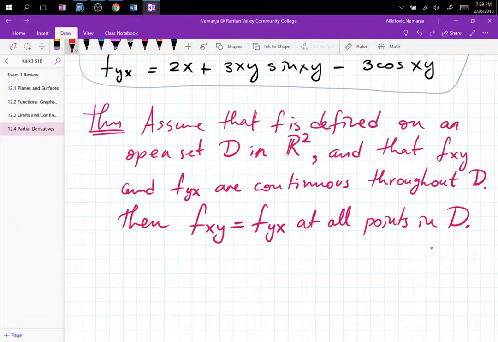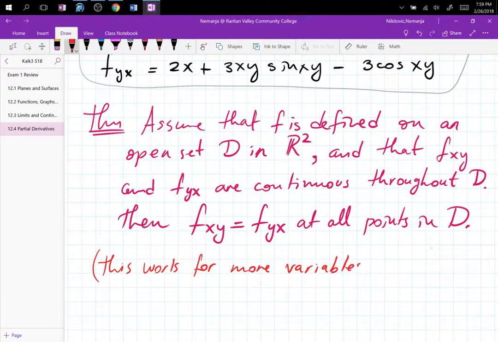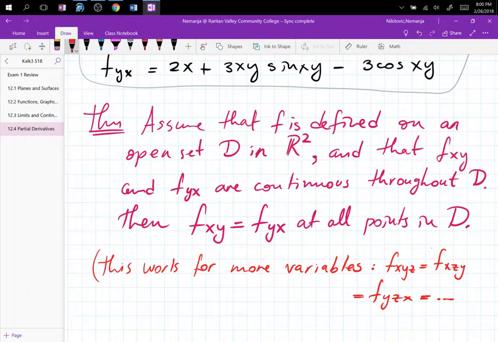And I'm just going to change the shade of red and say, in parentheses, this works for more variables as well. So you have, let's say, fxyz, the same as fxzy, the same as fyzx equals to 3 dots. You know, write all of them out. So it doesn't matter in which.